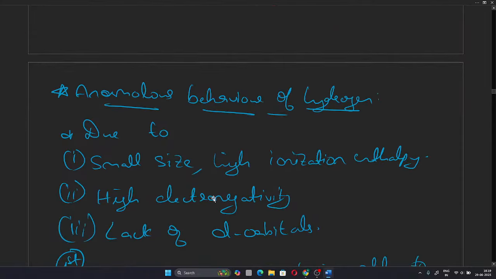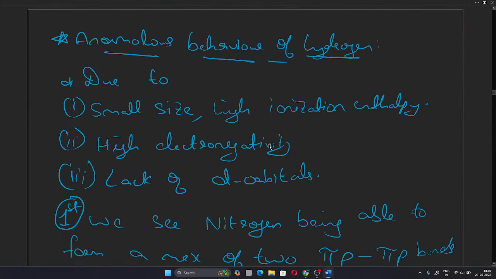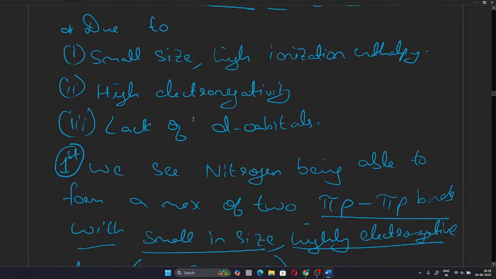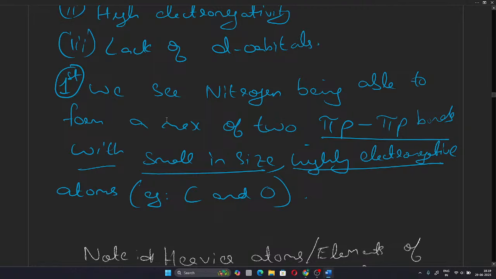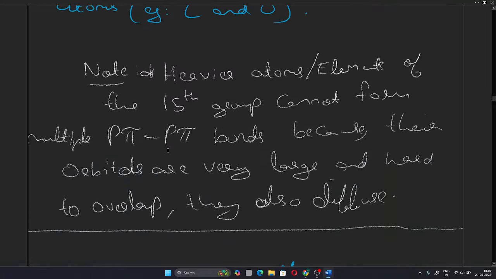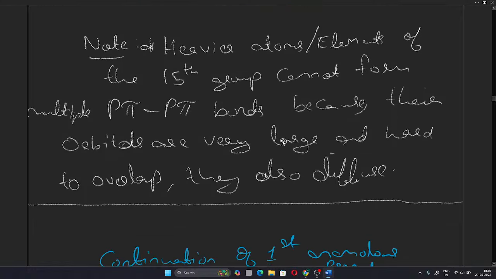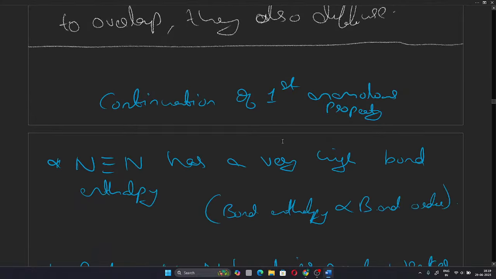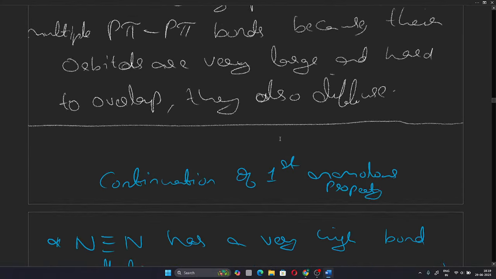Anomalous behavior of nitrogen is due to small size, high ionization enthalpy, high electronegativity, and lack of d orbitals. We see nitrogen being able to form a maximum of two pi bonds, which is with p orbitals, with small highly electronegative atoms. Heavier elements of the 15th group cannot form multiple p pi bonds because their orbitals are very large and hard to overlap. They are also diffuse.